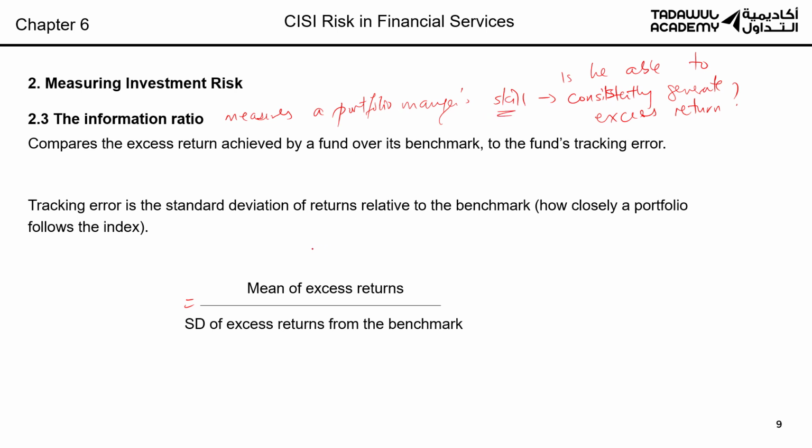How do we calculate it? The mean, that means the average of his excess returns, divided by the standard deviation of the benchmark's excess returns. That's how it's calculated. But you are more likely to be questioned on what the information ratio tells you. It gives you an idea about the portfolio manager's skills, by calculating whether or not he consistently generates excess returns.